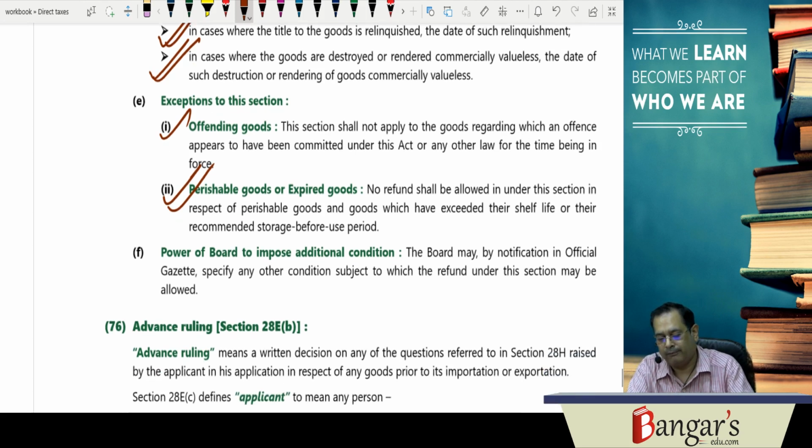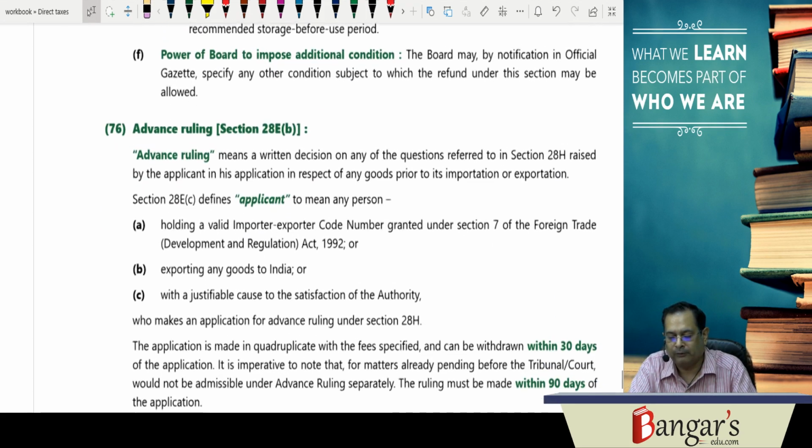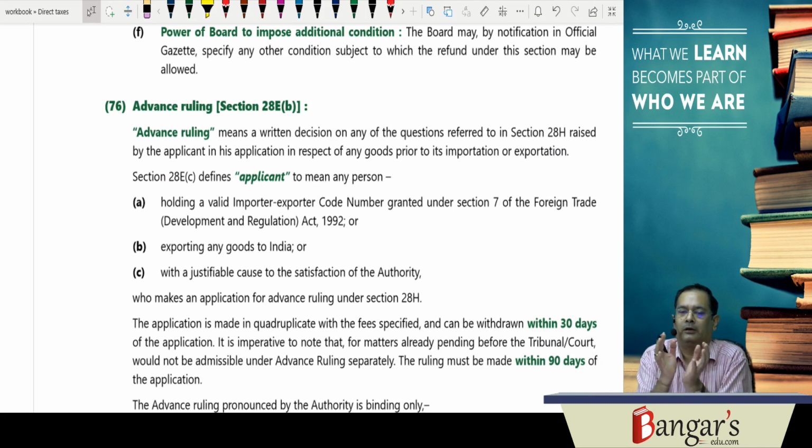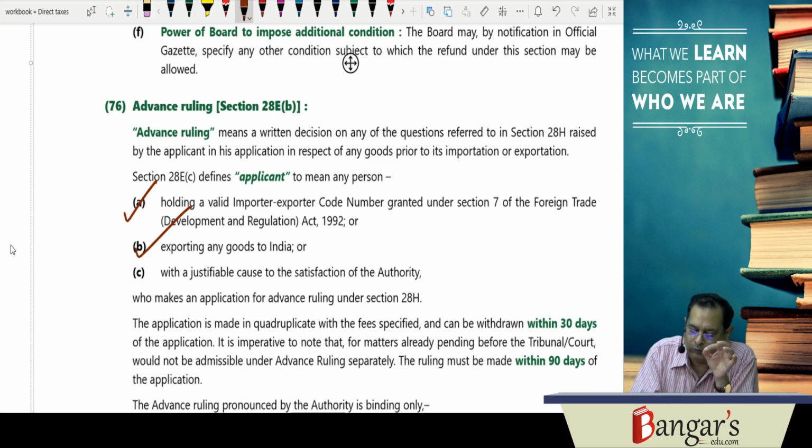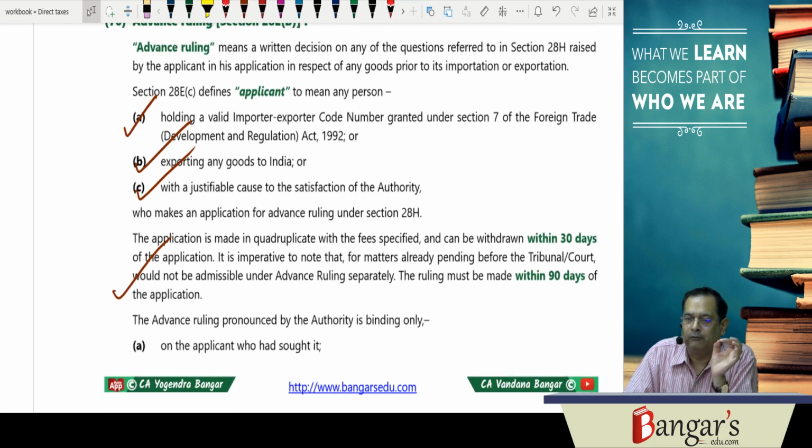Then there is a concept of advance rulings. As you are aware, the applicant can take an advance ruling if he is not aware of the laws of India. Applicant basically means a person who has a valid IEC, is exporting goods to India with a justifiable cause to the satisfaction of the authority. He can make an application for advance ruling. The advance ruling will be pronounced within 90 days of the receipt of the application.